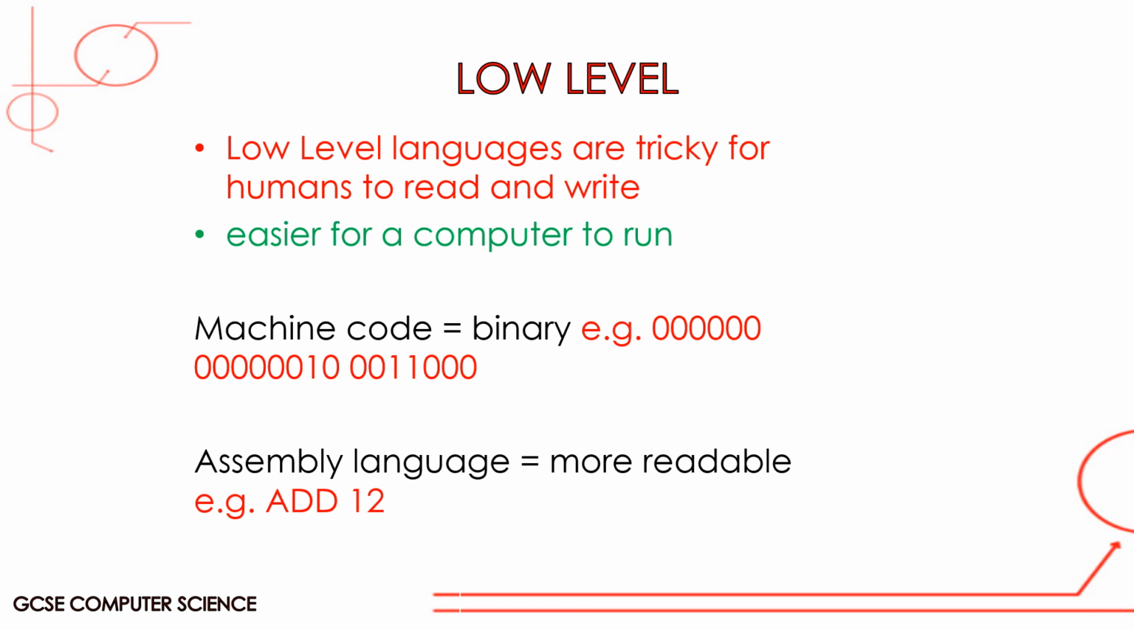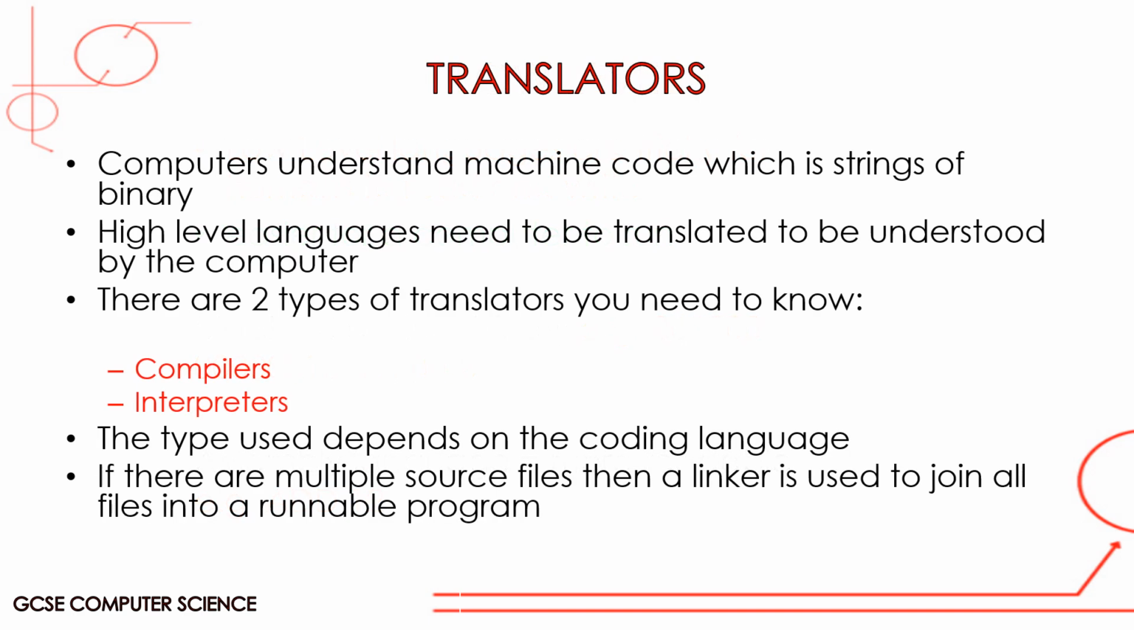Low level languages are harder for humans to read and write, but much easier for a computer to run. Machine code is binary, which is essentially just ones and zeros. Assembly language is slightly more readable, like add 12. Translators are used to get those high-level languages into low-level languages. There are two translators that you need to know: compilers and interpreters. The type used depends on the coding language that you've used.